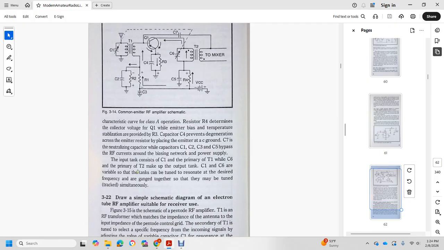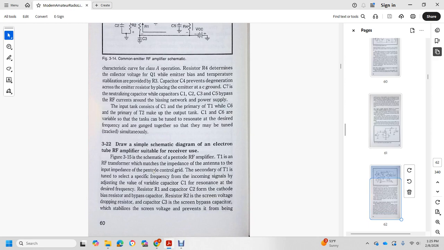Power supply input tank consisting of capacitor 1 and primary of transformer 1, while capacitor 6 and primary of transformer 2 make up the output tank with capacitor 1 and capacitor 6 variable. The tanks are tuned to resonate with the desired frequency, ganged together so they tune tracking simultaneously.